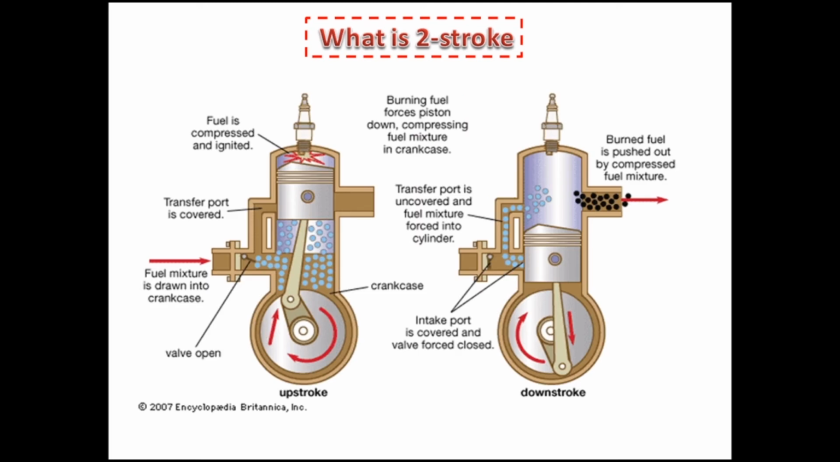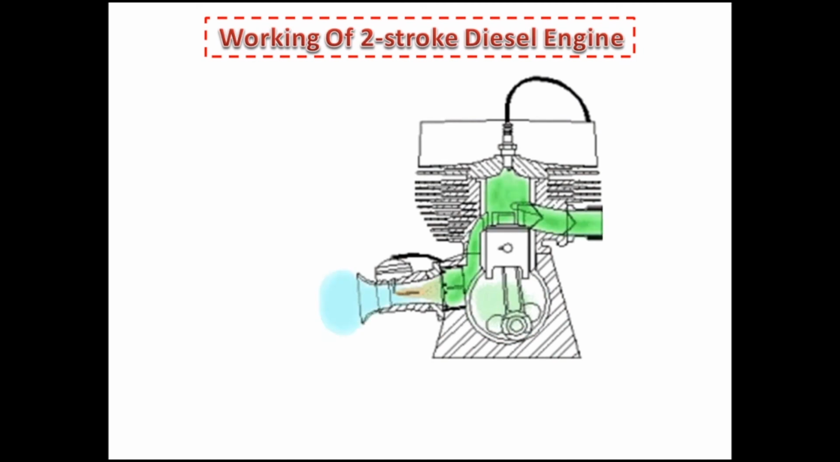As you can see, there are 2 strokes, upstroke and downstroke. In the upstroke, fuel will come inside the cylinder, and at the same time compression will happen. And in the downstroke, power and exhaust strokes will be done simultaneously. Means in only one crank revolution, the engine completes its working. That's why it is called a 2-stroke engine. Now let's see the 2-stroke diesel engine working.